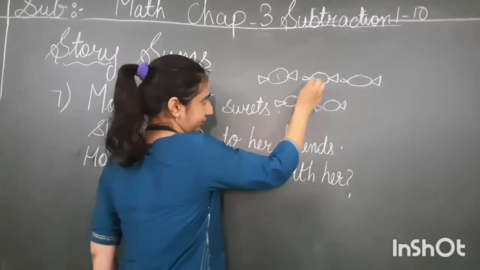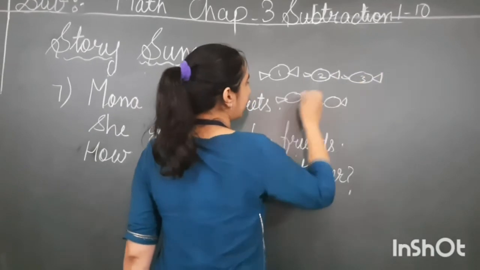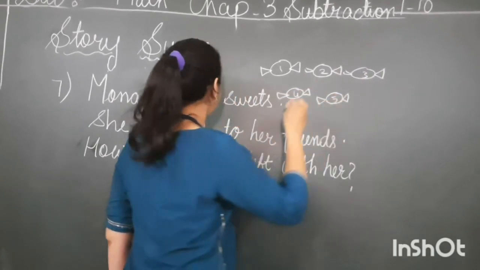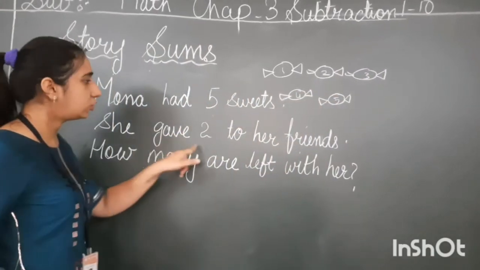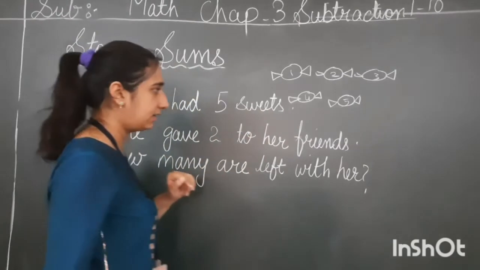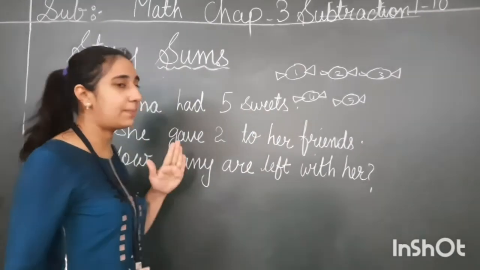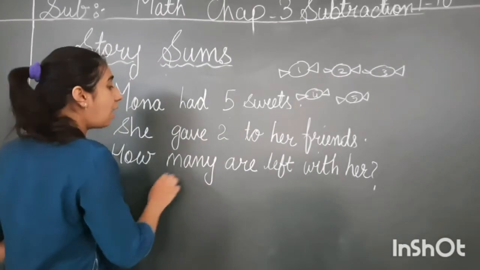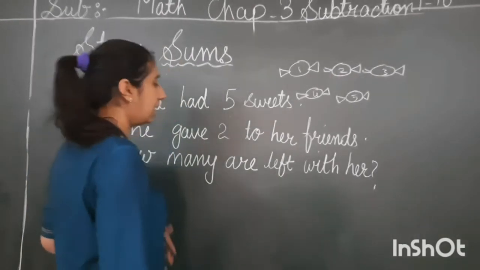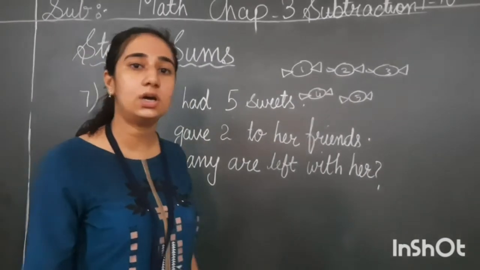1, 2, 3, 4 and 5. She gave 2 to her friend. She gave 2 to her friends. How many are left with her? Now how many are left with her?